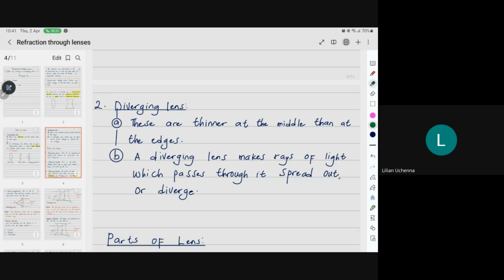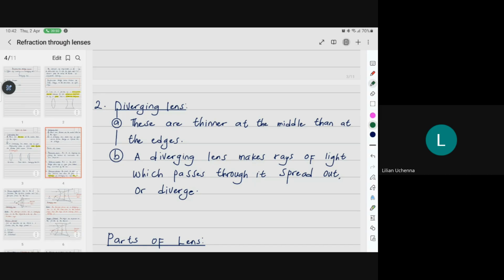So now, a diverging lens makes the rays of light passing through it spread out. They diverge, just like your convex mirror. You know, in a convex mirror, it diverges. But the other one will converge at the principal focus, and that is what your converging lens does. You get the point now. That's why most times it becomes a little bit confusing with your concave mirror and your convex lens. Are you seeing that now?